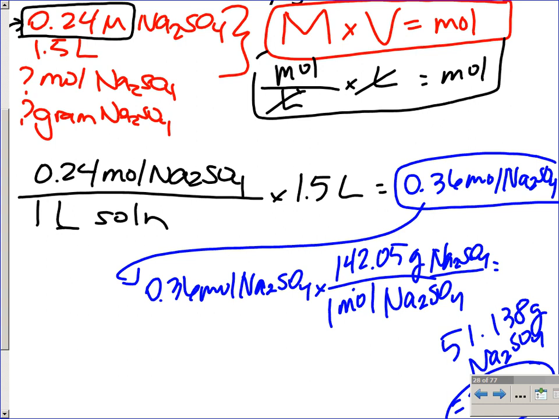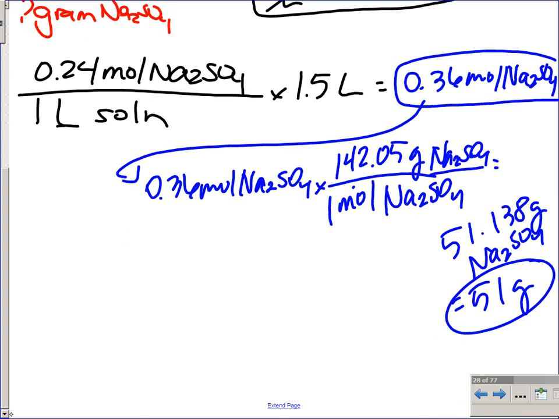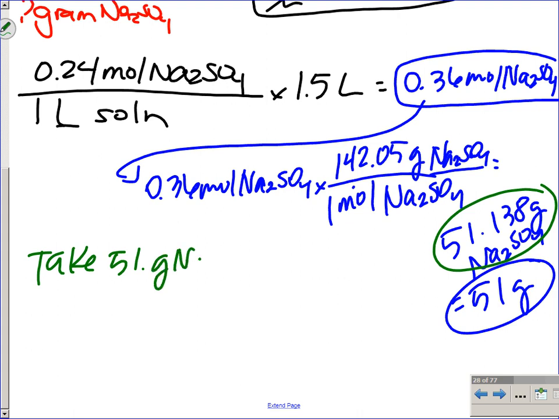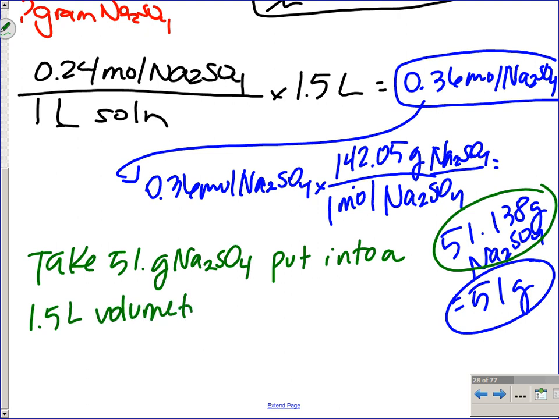So then we would backtrack, and the process would be take 51, and I would actually ask to be more precise. I would go for this one. 51-ish grams of sodium sulfate, and put into this, the new one, it's called a volumetric flask. Volumetric means it's precise to the volume you're indicating, and the flask looks kind of like a flask. I'll show you a picture in a second. So take 51 grams of sodium sulfate, put into a 1.5 liter volumetric flask.